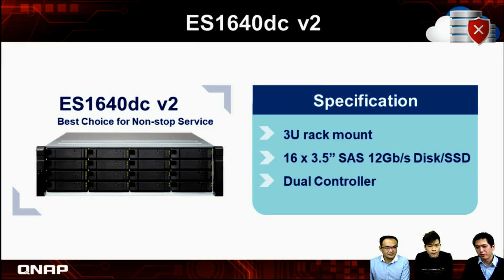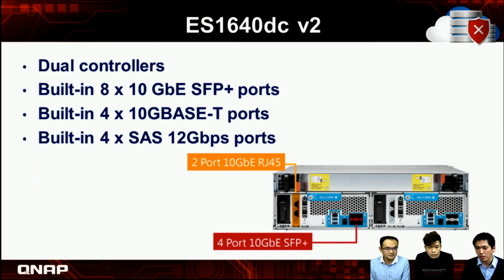Oh yeah, so for this kind of model, ES1640DC-V2 is what we designed for mission critical businesses. So this model actually is the most high-end storage system in our QNAP. It's a 3U rackmount model with 16 bays in front of the chassis, and you will find that it's a dual controller design. So we can go to introduce more detail in the next slides to check the controller here.